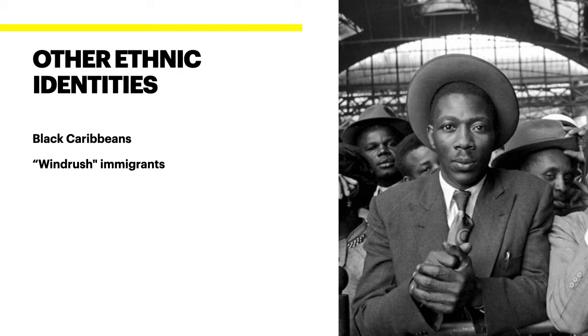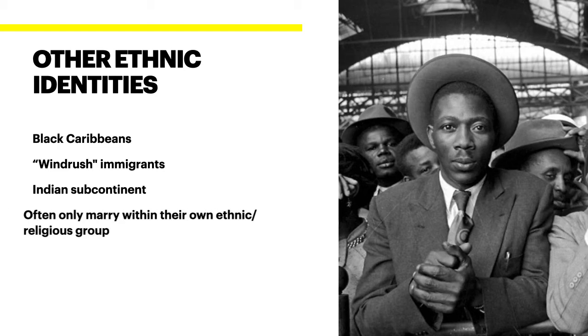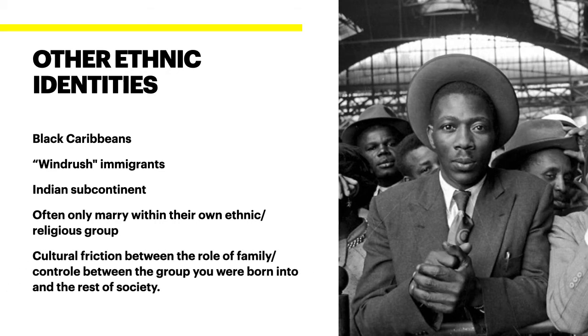We also have people from the Indian subcontinent, so these are people that are from Pakistan, what we now call Bangladesh, and India, which were all parts of the British Empire. And what we see is that a lot of these people often marry within their own ethnic and religious group, and that there is cultural friction between the role of the family and control between the group you were born into and the rest of society.